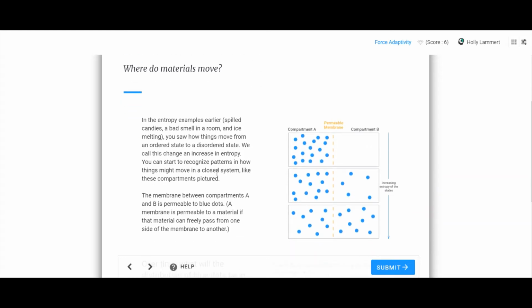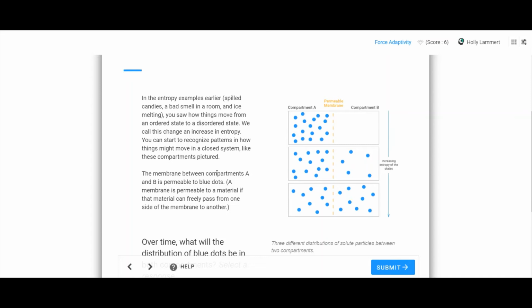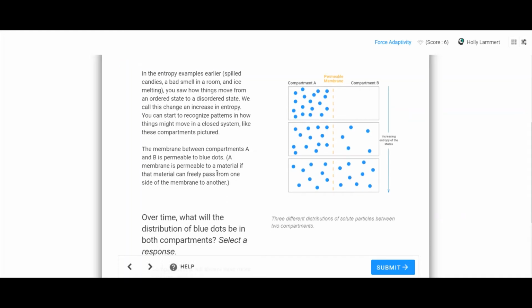In the entropy examples earlier, spilled candy, a bad smell in a room, and ice melting, you saw how things move from an ordered state to a disordered state. We call this change an increase in entropy. You can start to recognize patterns in how things might move in a closed system, like these compartments pictured.